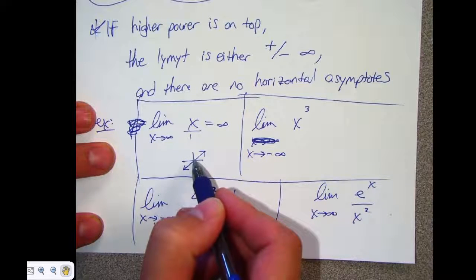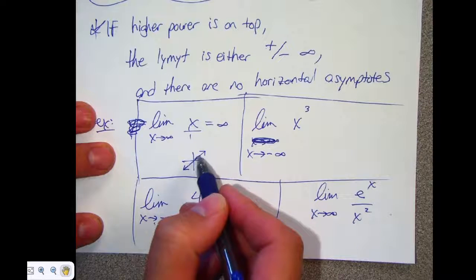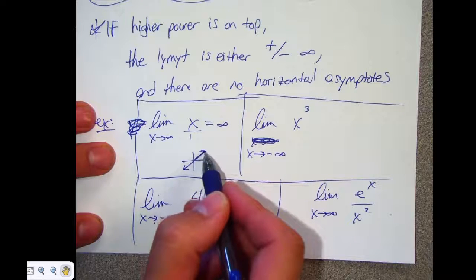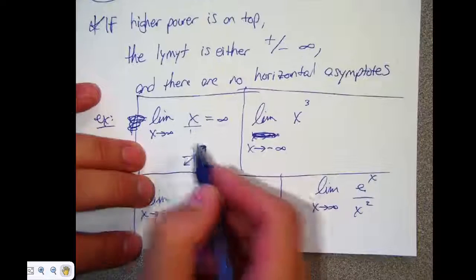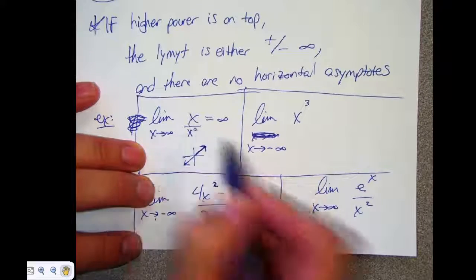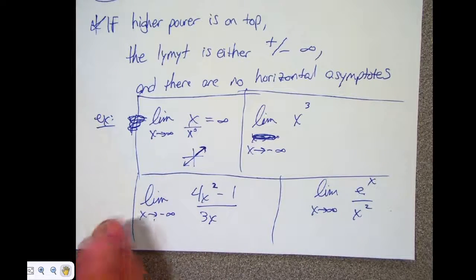As x goes all the way to the right, isn't the y value just getting more and more positive and bigger and bigger? Yeah. If we wanted to get super technical, on the bottom this is x to the 0, because what's anything with a 0 power? So your bigger power is on top.